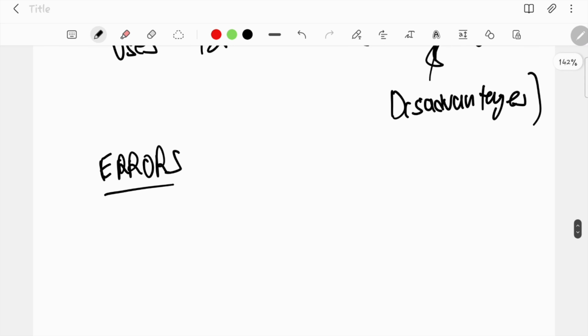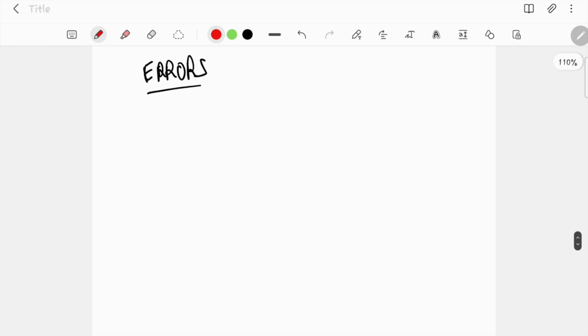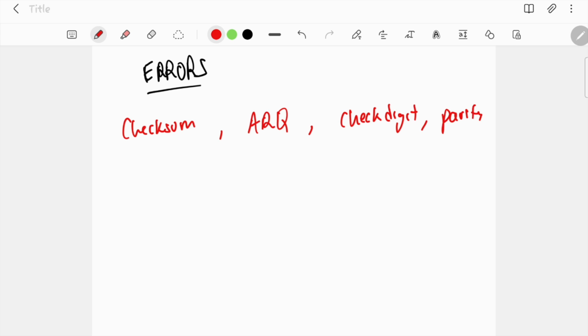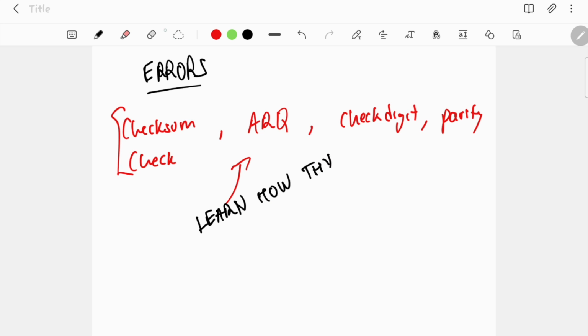Okay, now for errors, you need to know all the types of errors that can come. So we have checksum, we have ARQ. What else do we have? Checksum, ARQ, check digit, parity check. So I want you to go over these. So I'm going to even literally learn how they work.